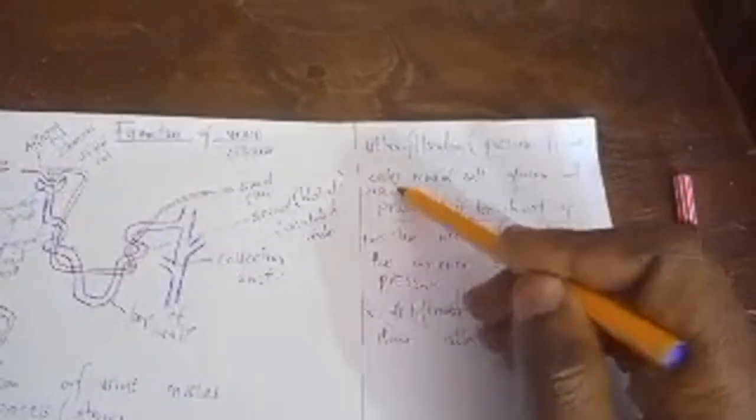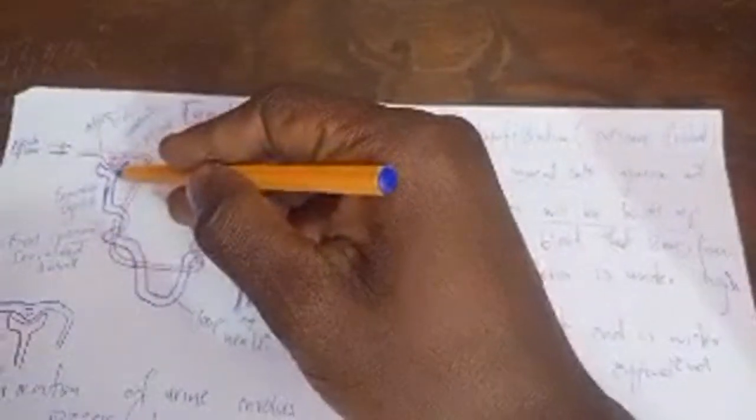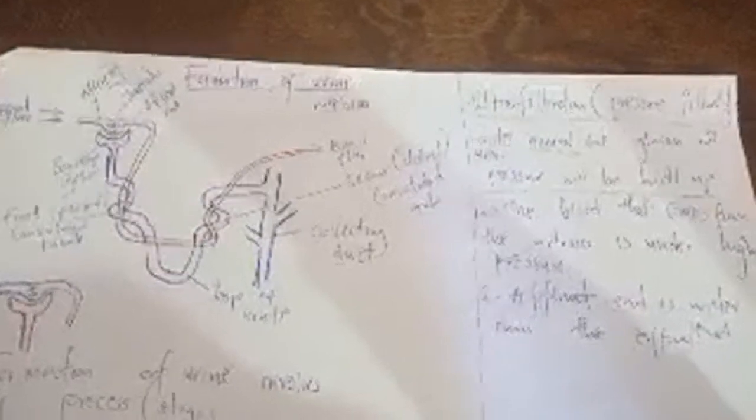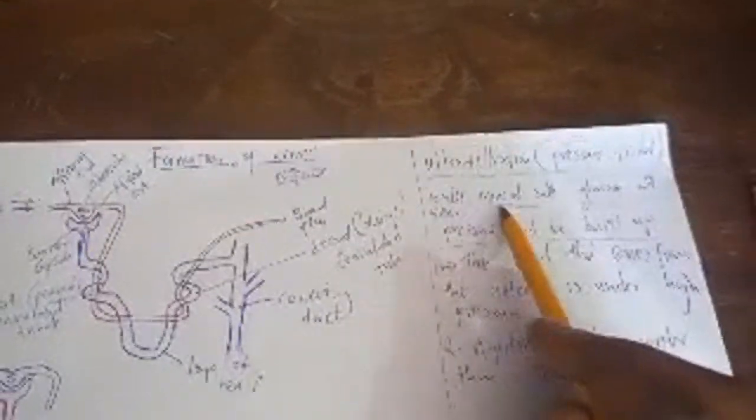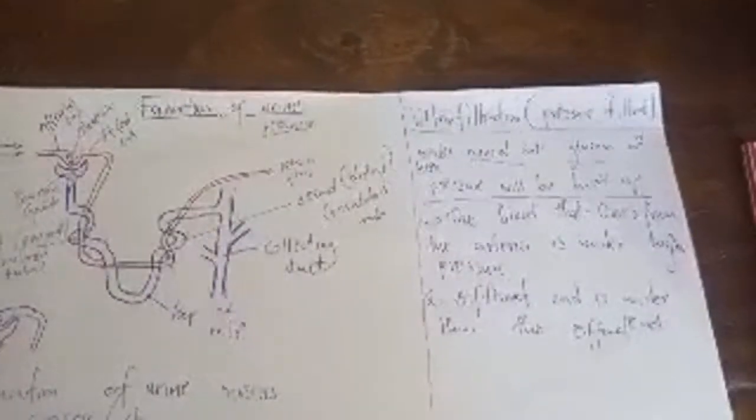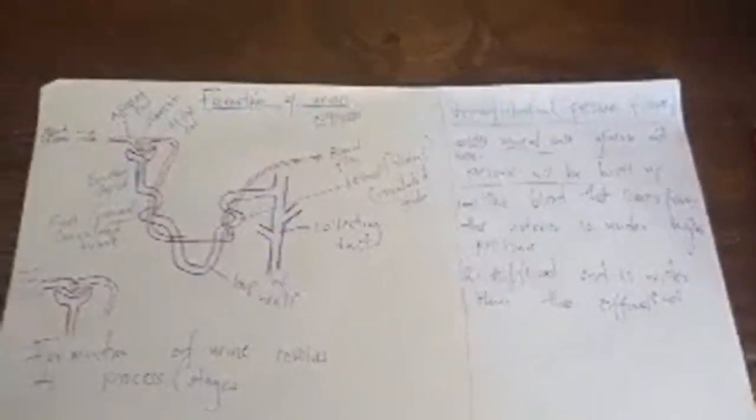So small molecules such as what? We have said the small molecules are water, mineral salts, glucose and urea. They'll be filtered off. They'll go here. So they'll ask you, what substances are filtered off during ultrafiltration? The substances which will be filtered off during ultrafiltration are water, mineral salts, glucose and urea.